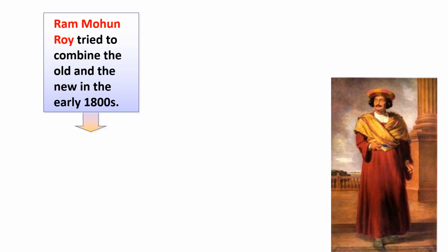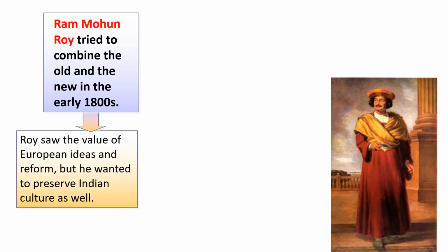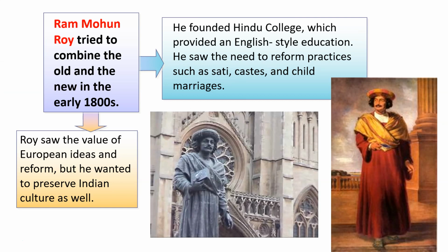One significant person who tried to sort of bridge the gap, who recognized the benefits of both, Ram Mohun Roy, tried to combine both the old and the new in the early 1800s. He certainly saw value in Western ideas, Western attempts to reform Indian society, but he also recognized the value of Indian culture, and he wanted to preserve that at the same time. He founded a Hindu college which provided an English-style education, but he also saw the need to institute some of the reforms, such as getting rid of the sati, limit the impact of the caste system, minimize or get rid of arranged child marriages. So again, Ram Mohan Roy, bridging the gap, taking the benefits of both, and trying to combine them in an English-style education system.